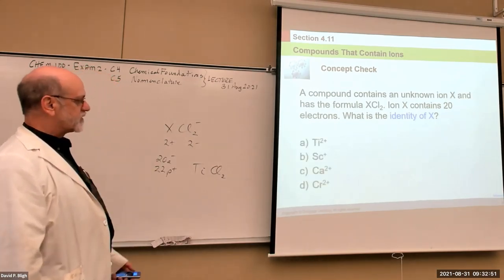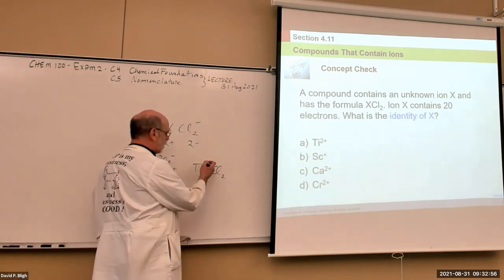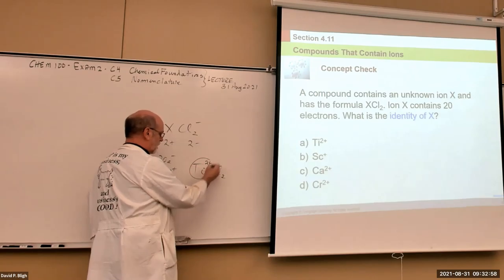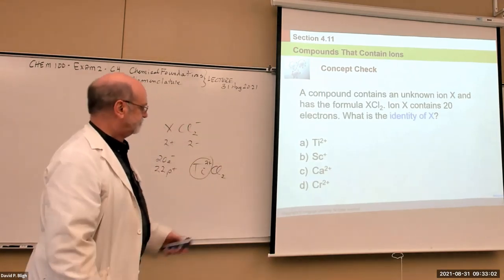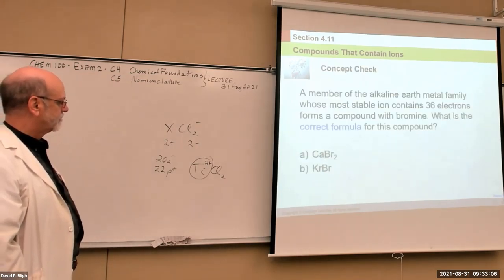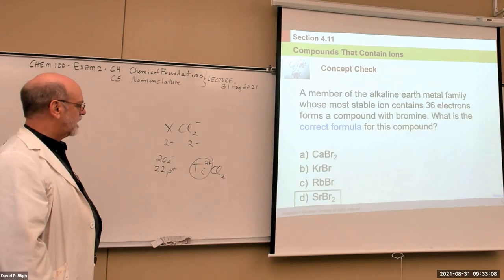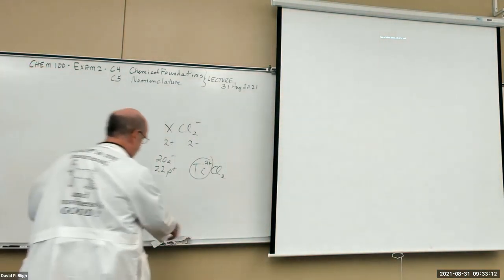Right, well, it asks us what's the identity of X. Well, X is the 2+ ion of titanium. That's what X is. All right, I'm going to skip this one and move on to chapter 5.